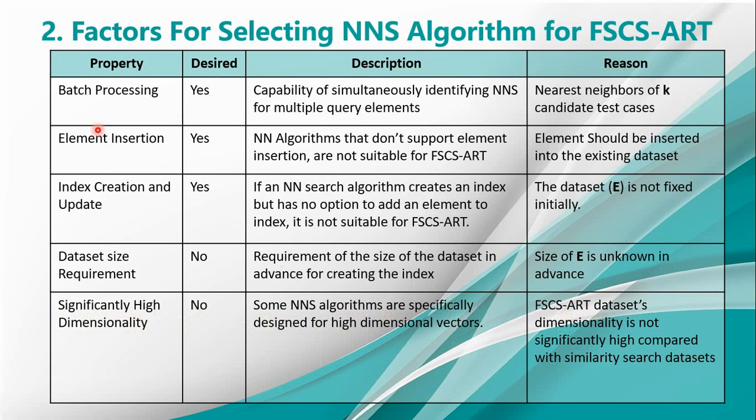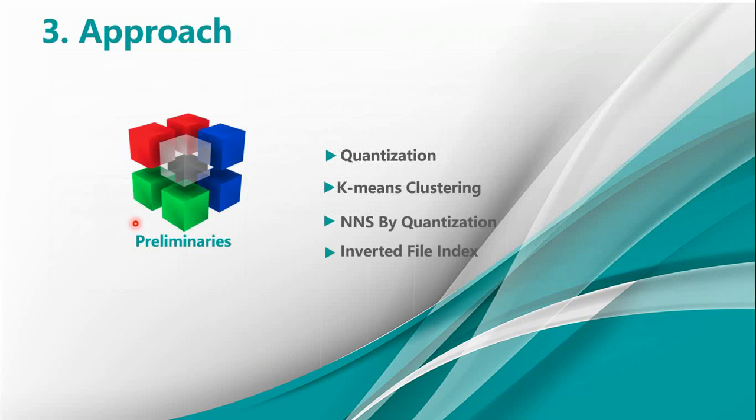So we have listed the properties of the nearest neighbor search algorithms. We have analyzed it from the perspective of FSCS ART, and we have listed which properties are desired in our problem and which properties are not desired. We selected an approach that uses quantization, k-means clustering, nearest neighbor search by quantization, and inverted file index to enhance the efficiency of FSCS ART.